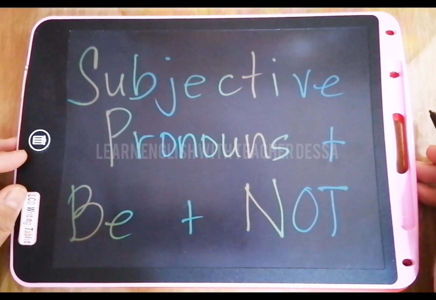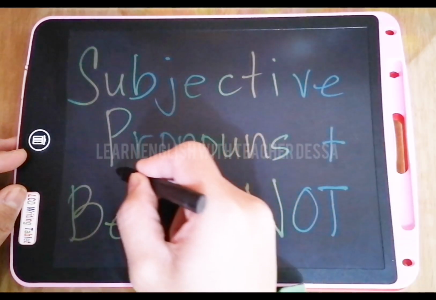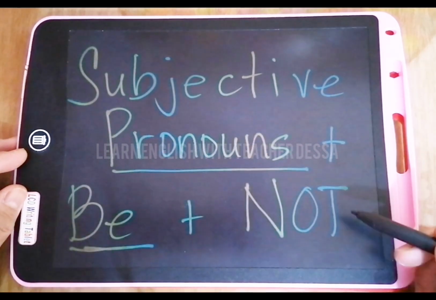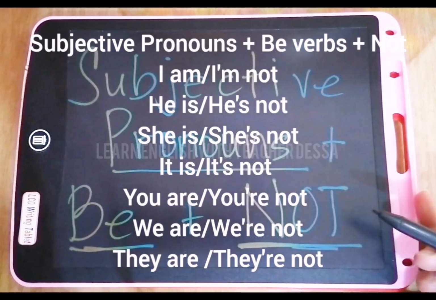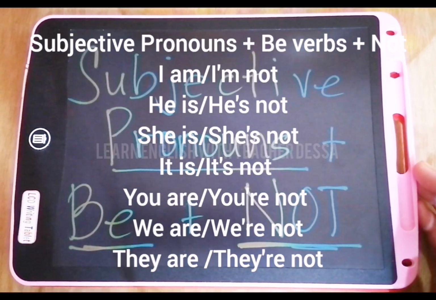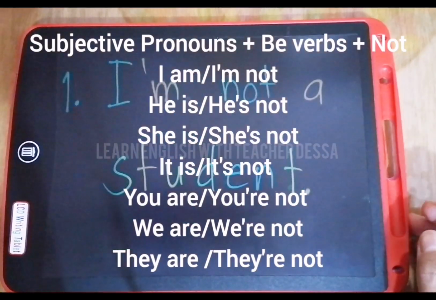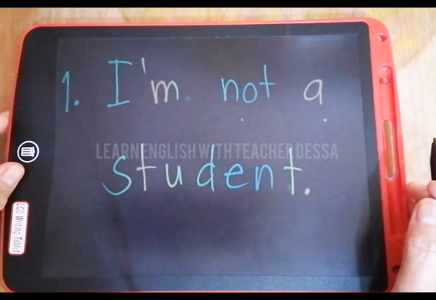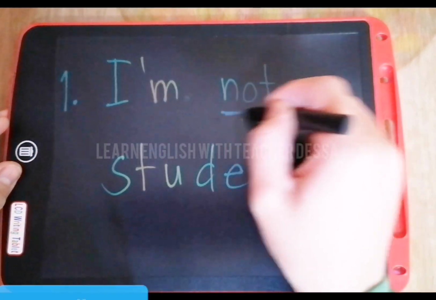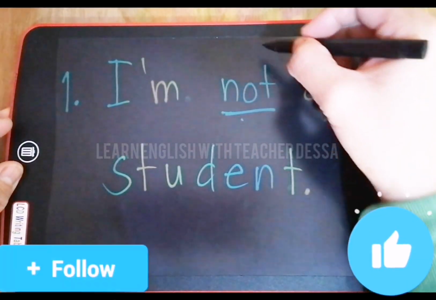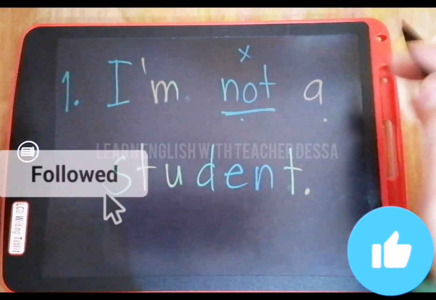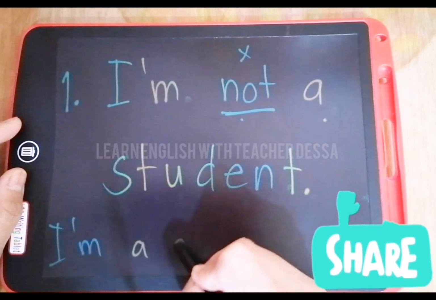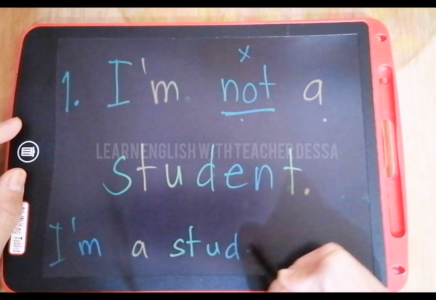In this video, we are going to talk about subjective pronouns plus their be verbs with the word not. Let's look at these sentences. The first one, I'm not a student. So in here, the word not means it's not true. It means no. But when I say I'm a student, it means yes, it's true.